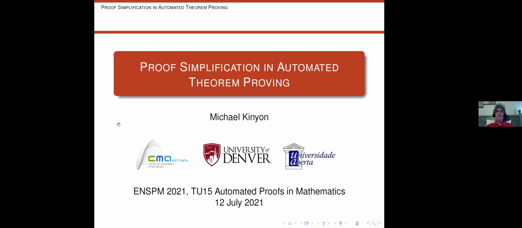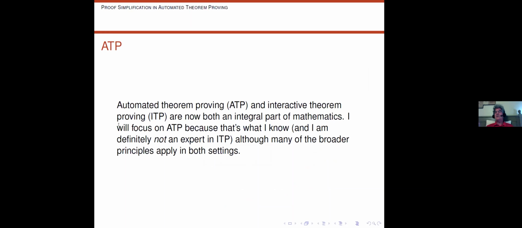So let me talk a little bit about what I mean by proof simplification and get a little bit into this. First, just a general remark, because we're going to hear a little bit about both automated theorem proving, and we've already had one talk about it, and a little bit later, interactive theorem proving. They're becoming an integral part of mathematics. Some really major results in the theory of perfectoid spaces, for example, have just been verified with interactive theorem proving. I'm going to focus on automated theorem provers because that's what I know, and I'm really not an expert at all in the ITP setting, although some of the broad principles apply.